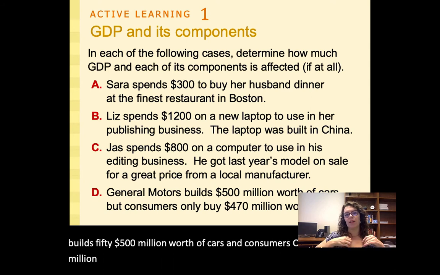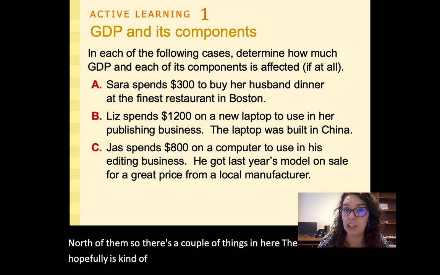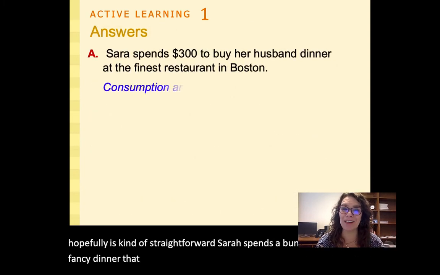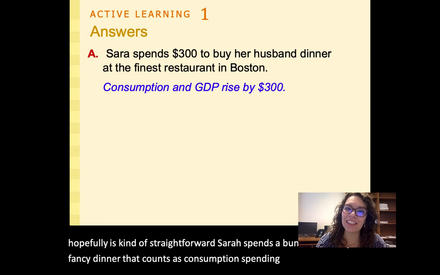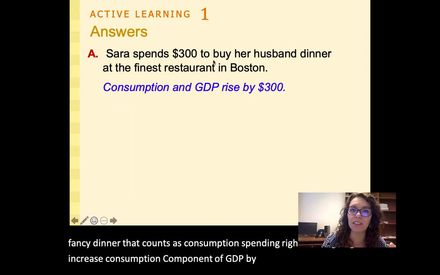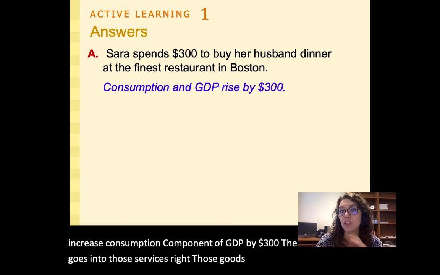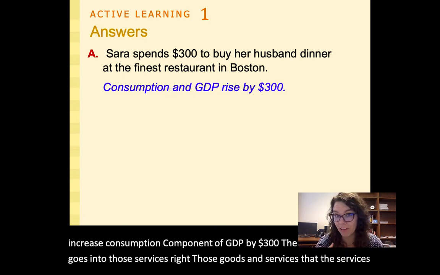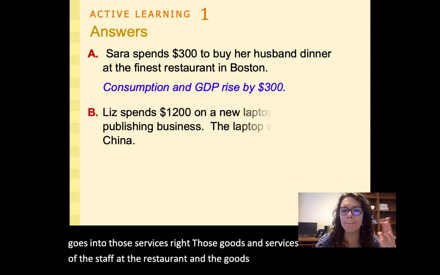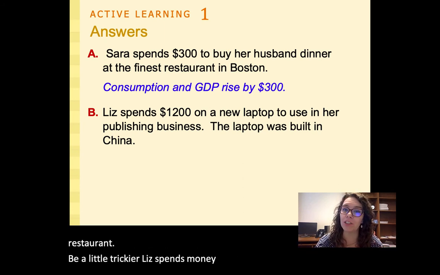So there's a couple of things in here. The first one hopefully is straightforward. Sarah spends a bunch of money on a fancy dinner. That counts as consumption spending, right? That's going to increase the consumption component of GDP by $300. The total sum of that goes into those goods and services, the services of the staff at the restaurant and the goods of the food at the restaurant.